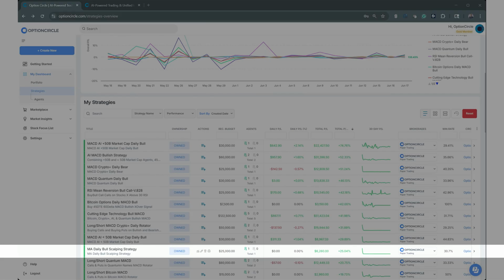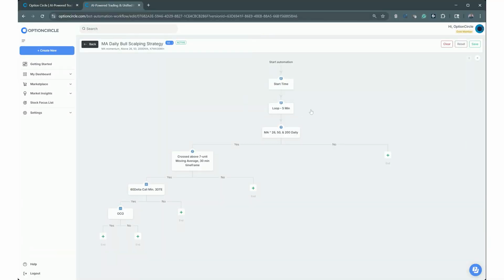As you can see, we have a total P&L of $6,260, and the total P&L percentage that it has made so far this year is 25%. So let's just take a look under the hood here and see how this works.